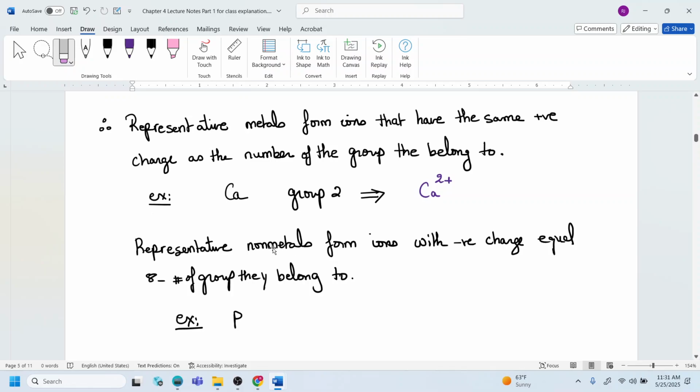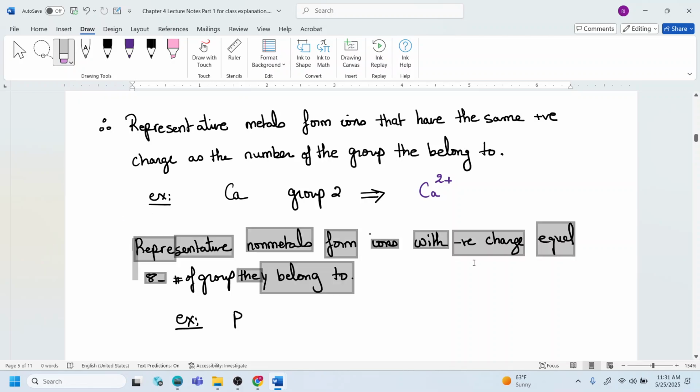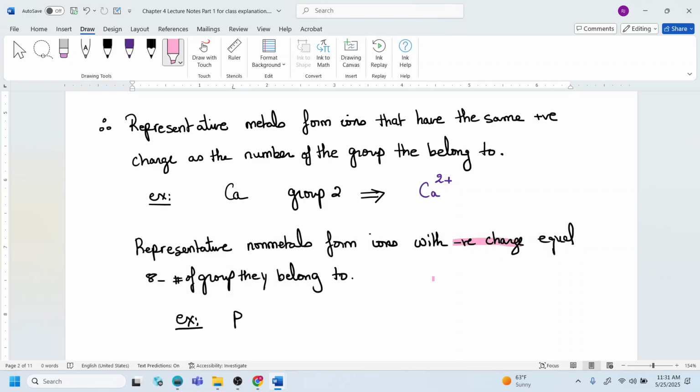If I'm talking about representative nonmetals, they do form ions, and we said that they gain electrons. So when they gain electrons, their charge is going to be a simple negative charge. In order to calculate the charge, normally what we do is it's always negative, you guys. So what you do is you take 8 and you subtract that from the number of the group that they belong to. So phosphorus belongs to group number 5. So this is going to be 8 minus 5. This is going to be 3. So I know that phosphorus is going to gain 3 electrons. So I'm going to put negative there and it's going to be 3.